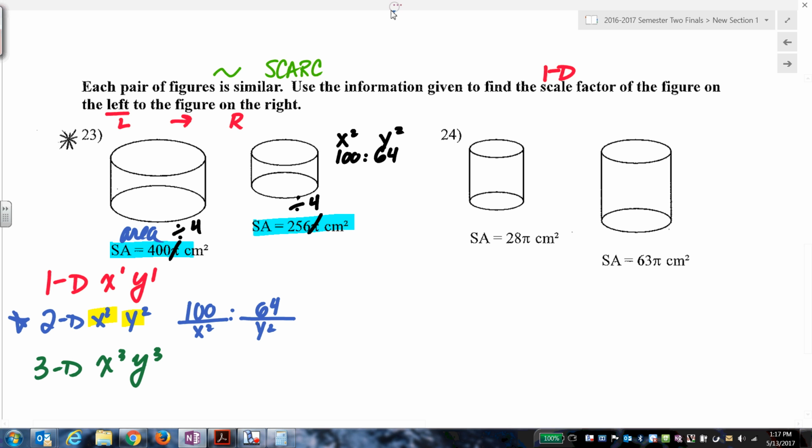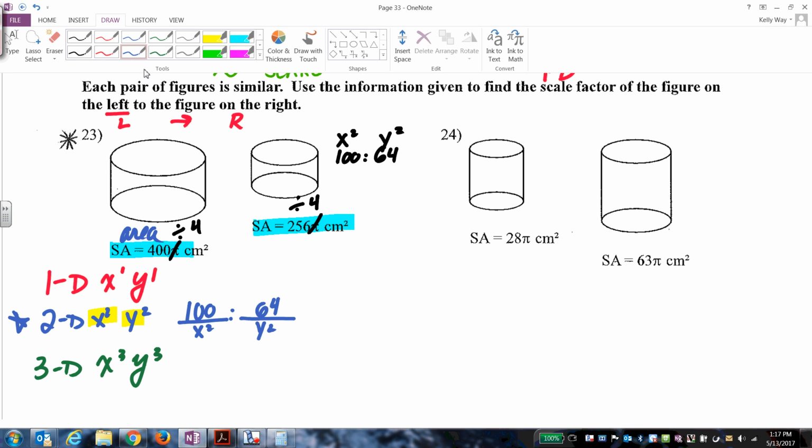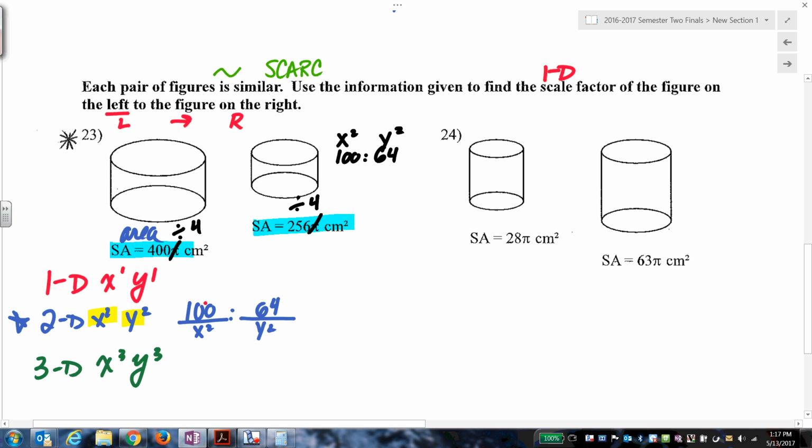Now to work backwards, you just ask yourself, if x squared is 100, what would x be? If y squared is 64, what would y be? And that would be your first dimensional scale factor. Finish that up, see the one on the right, and check your work.